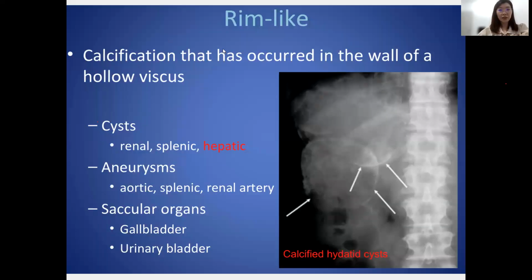Next, rim-like calcification is also important to identify on X-ray. Sometimes we will encounter it surrounding a wall, like in renal, splenic, or hepatic cysts. If an aneurysm occurs at the center of the abdomen, overlapping with the lumbar spine, you must raise suspicion of aneurysm, or calcification surrounding the gallbladder or urinary bladder. If there's porcelain gallbladder, you will see it. And this one is a calcified hydatid cyst. These kinds of images are common in Western countries, but not in our country.